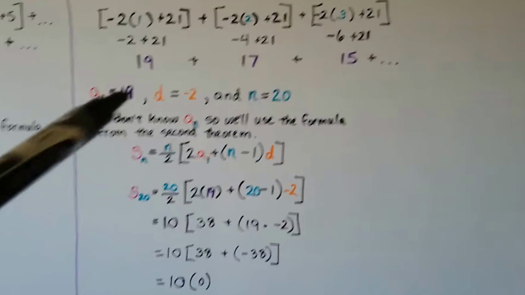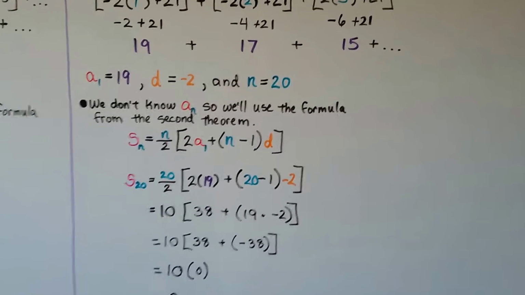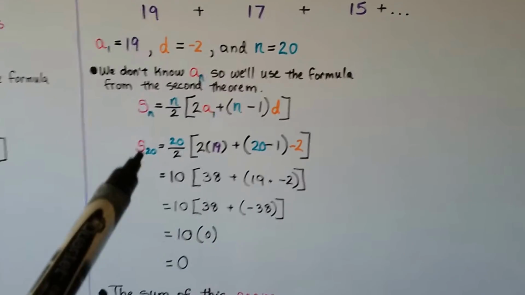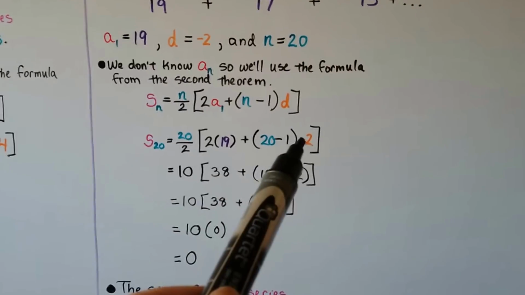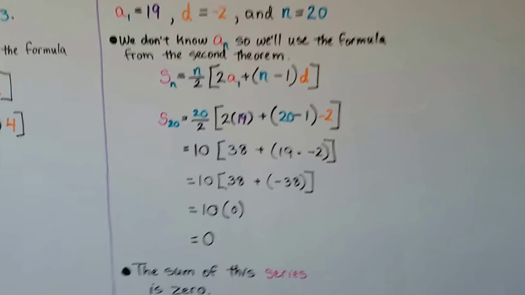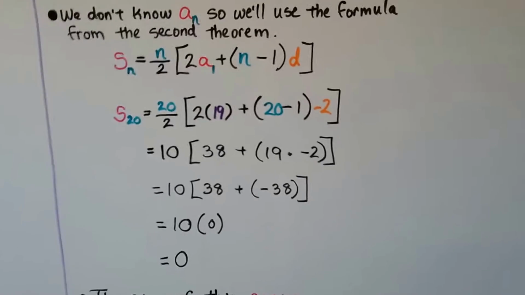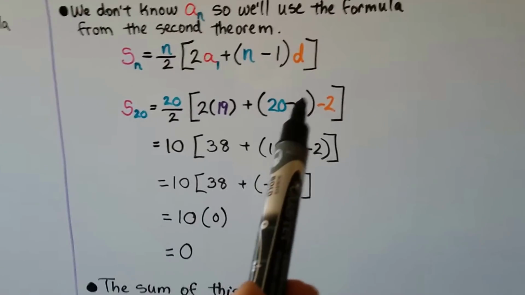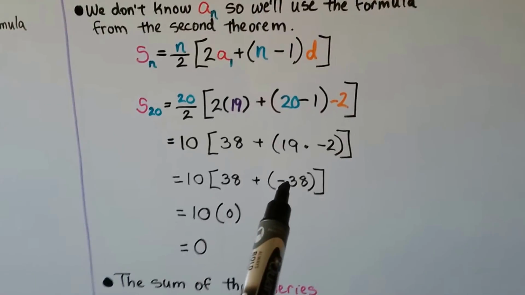So now that we've got this information, and we don't know the last number, we're going to use the second formula right here. We plug in our numbers. We've got 20 for n, 19 for a sub 1, 20 for n, and negative 2 for the d. 20 divided by 2 is a 10, isn't it? So we can get that out of the way. 2 times 19 is 38. This is 19 times negative 2, so we're going to have a negative 38.